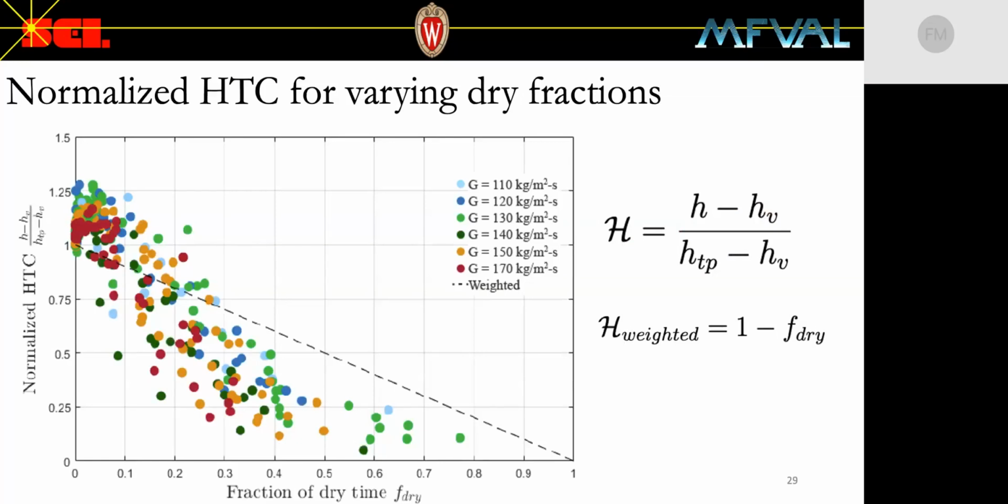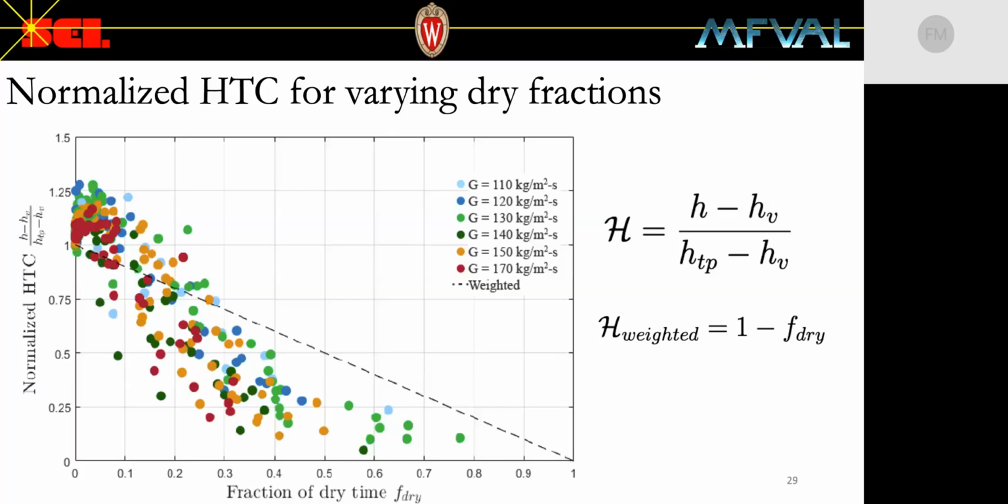Yeah, okay, normalized heat transfer coefficient versus... Yeah, just help me understand what H weighted is versus its 1 minus F dry. So yeah, H weighted represents the heat transfer coefficient if it simply went from its value when it was wet to its value when it was dry. Okay, so all right, I get it. So what is the explanation for this? That's what I wanted to get to. What is the explanation for this increase right before you get this sudden decrease? Is there a phenomenological explanation for that?